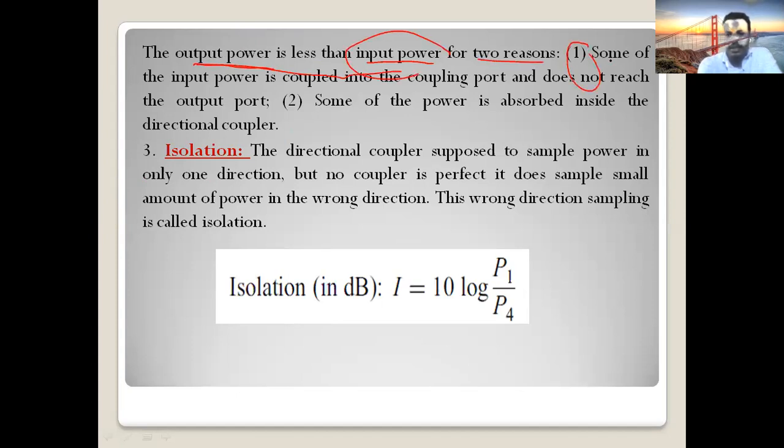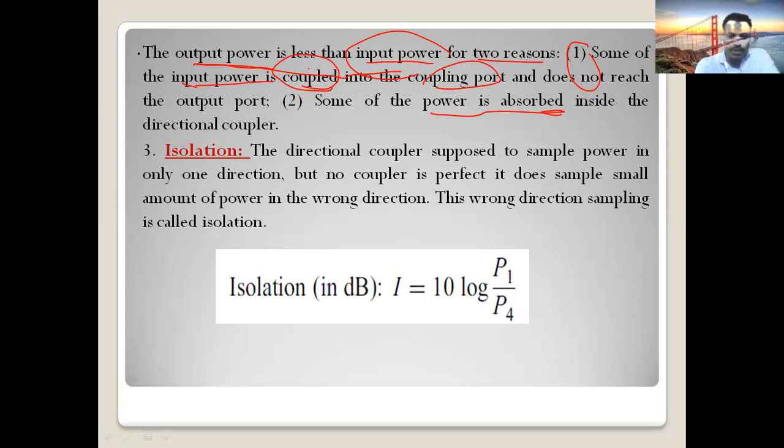What is the first reason? Some of the input power is coupled into the coupling port, and it does not reach the output. Second reason, some part of the power is absorbed inside the directional coupler. We call it insertion loss.